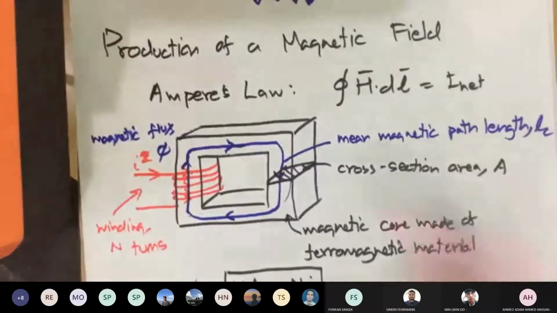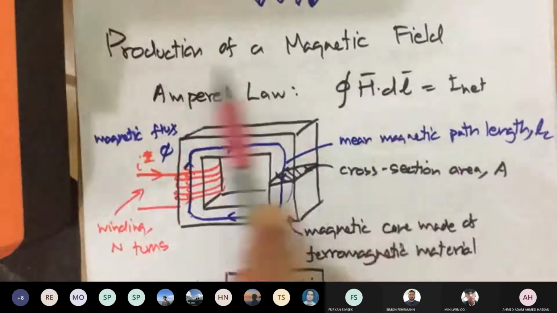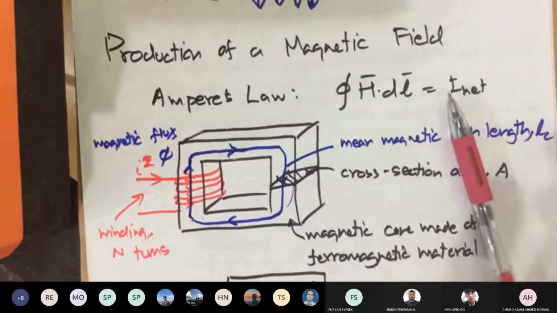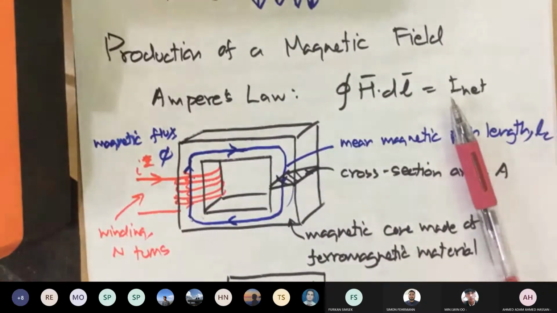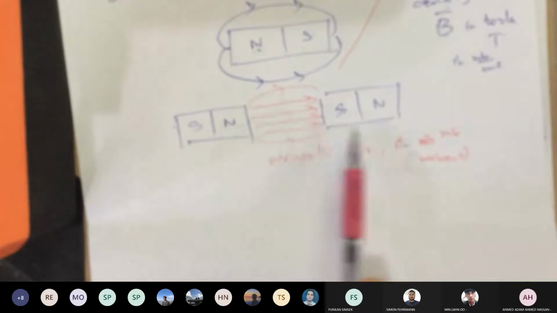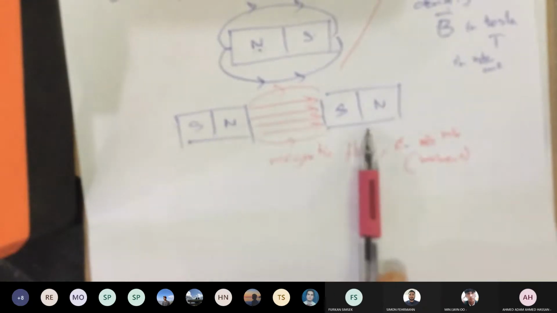So we go to the next topic: the production of a magnetic field. A magnetic field can be formed two ways. I can use a permanent magnet, man-made or natural magnets, and you get a magnetic field. The problem with this is that you can't really change its strength. It's fixed, and we don't like that.